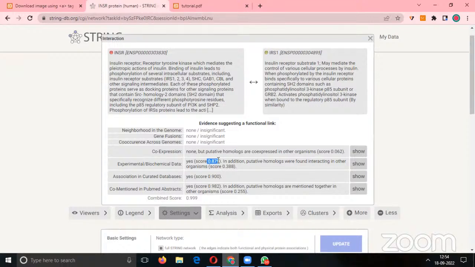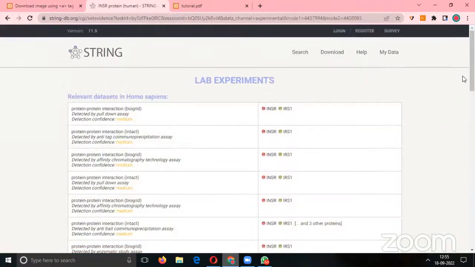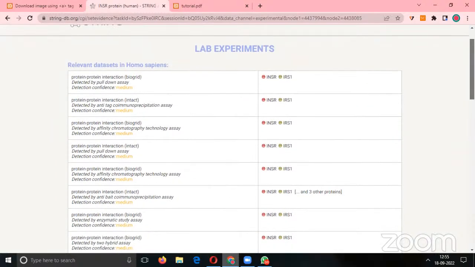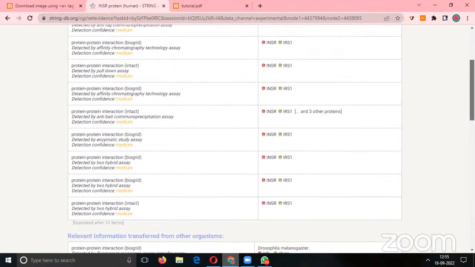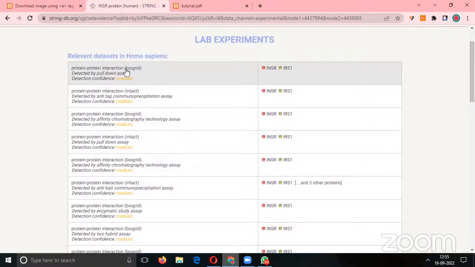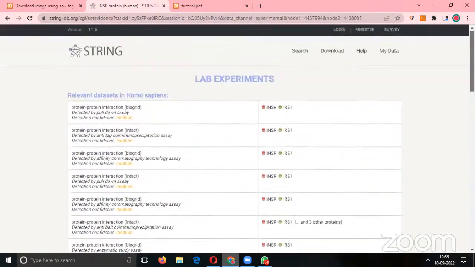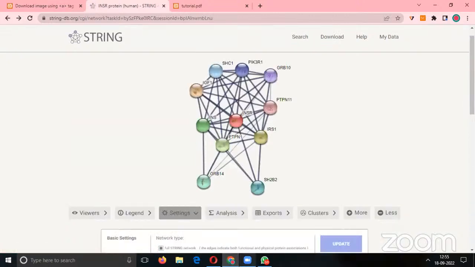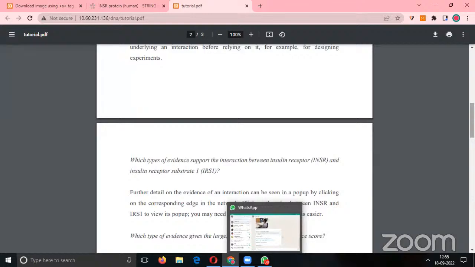If you have any readings more than 0.7, it is high confidence. 0.9 is highest. We have 0.8 here. If you click this, could you see in the last column there is another hyperlinked text called show. If you click that again, it will tell you what other datasets are available outside of STRING. In BioGrid you see the same interaction. In IntAct also, you see the same interaction. Understood? Yeah. Just explore that.